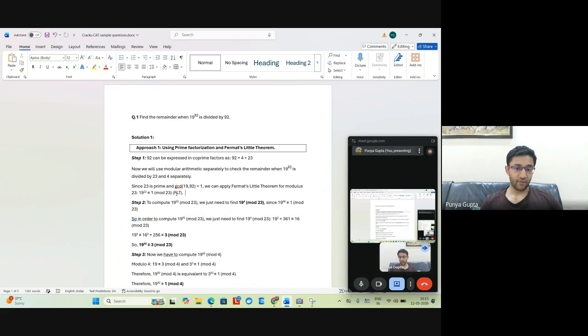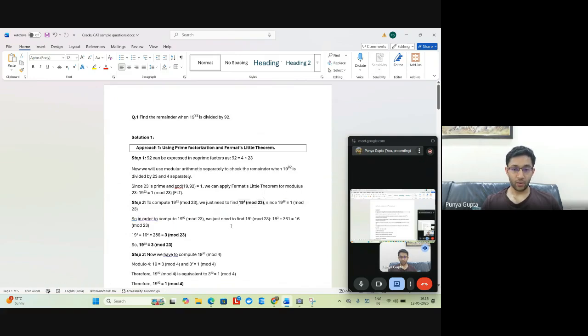So now we have to find 19 raised to the power 92 when divided by 23. What would be the remainder? But this is very easy to find because 19 raised to the power 22 gives remainder 1. So when we multiply the exponent by 4, we can say that 19 raised to the power 88 will also give us the remainder 1 upon division with 23. So all we need to find is the remainder obtained when 19 raised to the power 4 is divided by 23.